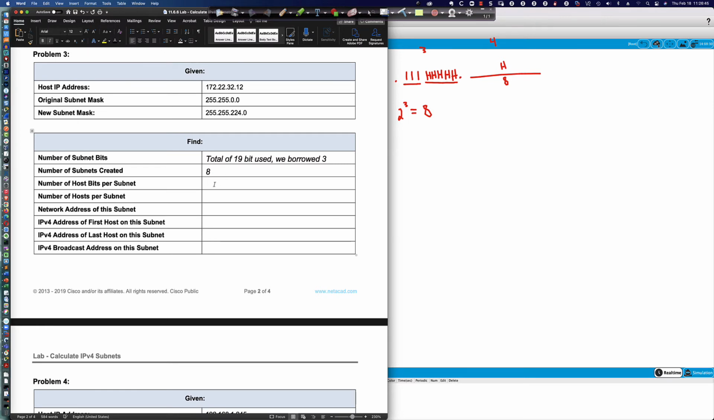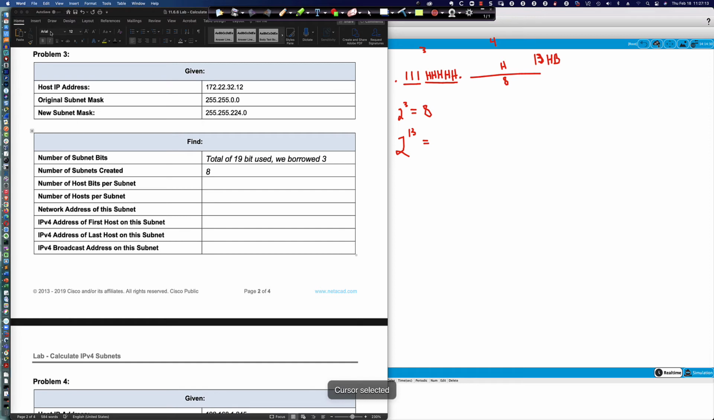So number of host bits per subnet. Now here's where we're going to have a little larger equation that we're going to be working with. And that is we've got 8 host bits here and 5 host bits here. So there's a total of 13 host bits. So we'll say HB. So we would basically say 2 raised to the 13.